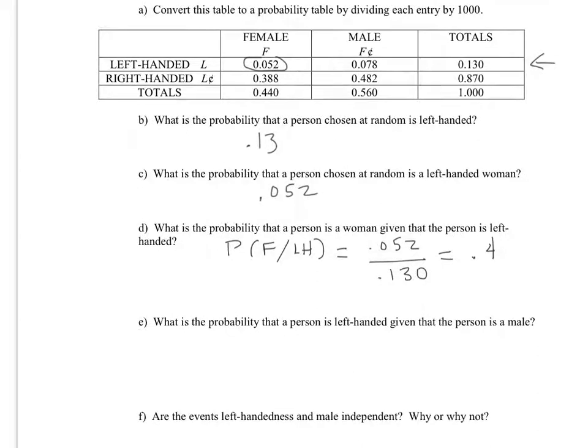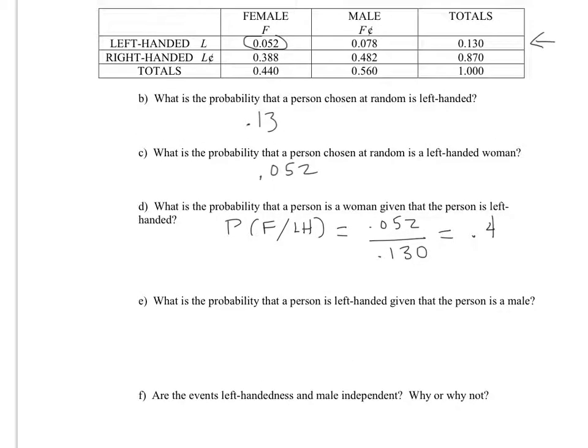Let's look at the next one. What is the probability that a person is left-handed given that the person is a male? So that means I need to go to the table, get the probability of being left-handed and male, and that looks like that is 0.078. But I need to divide that by the probability of being male. And according to our table, we had 0.560 that were male. So that gives us 0.139. Okay? So if I'm just looking at the males, the probability that a male would be left-handed is going to be 0.139.